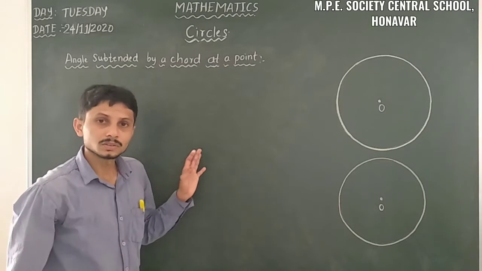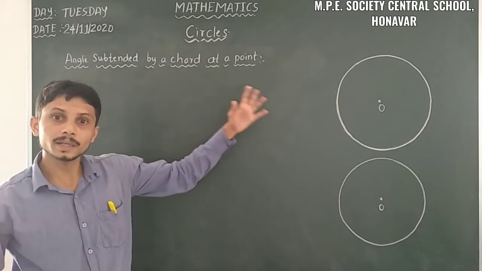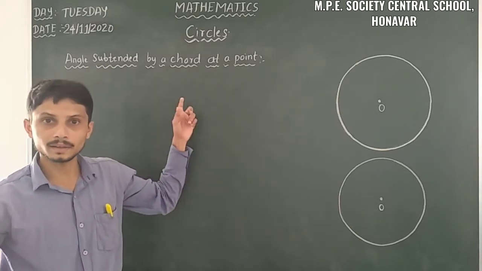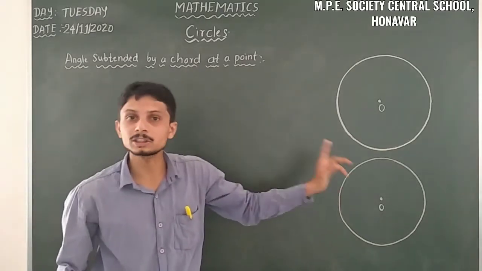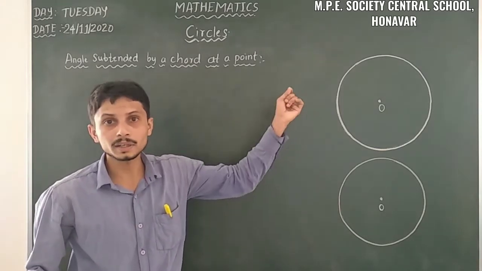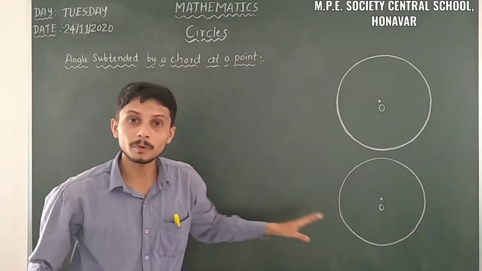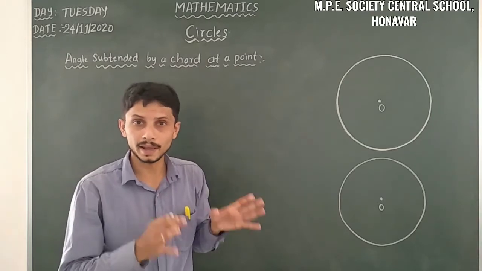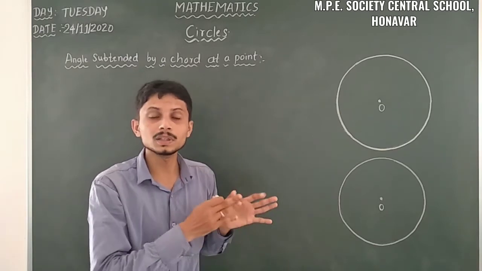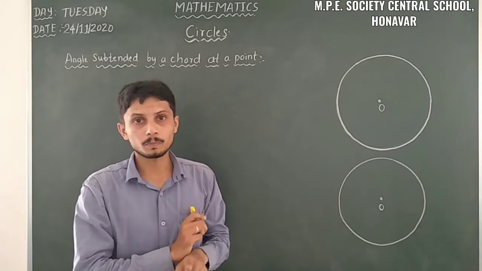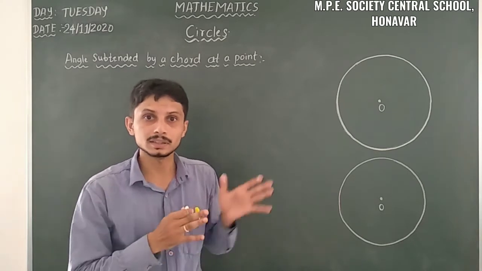Here we have a chord, so we are dealing with the chord. At a point we have to take an angle. Angle subtended by a chord at a point means we first have to draw a chord, then take any point, whether it may be the center or any point on the circle. We take an angle by joining either end point of the chord to that point.